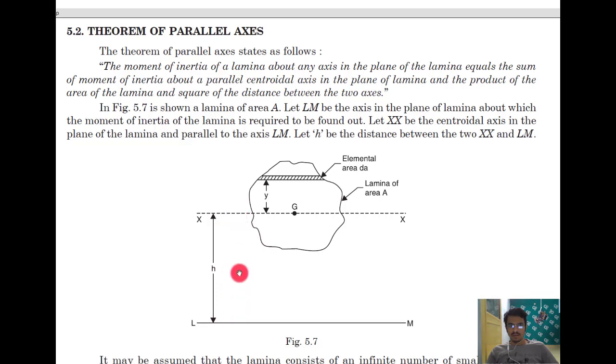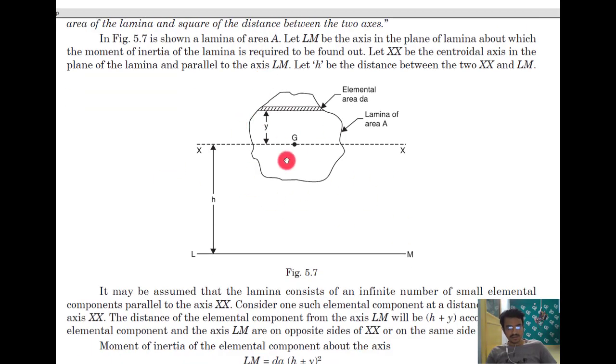That is the parallel axis theorem. The moment of inertia of a lamina about any axis in the plane of the lamina is equal to the sum of the moment of inertia about a parallel centroidal axis in the plane of the lamina and the product of the area of the lamina and the square of the distance between those two axes. So, we can prove this parallel axis theorem, and that will be very simple.